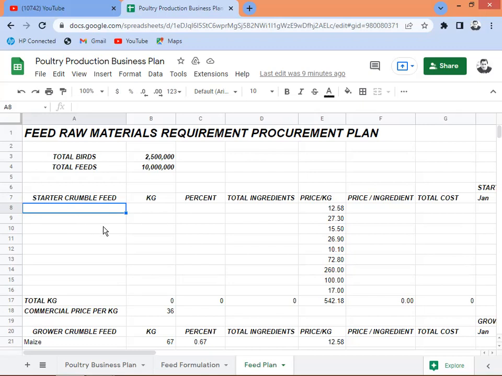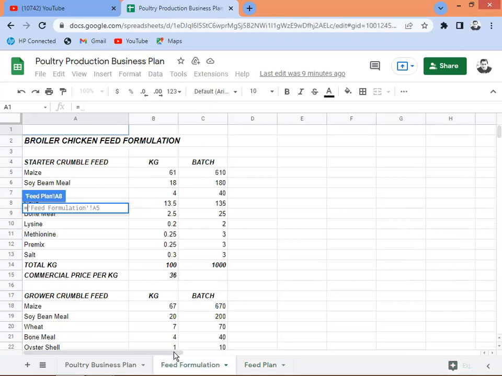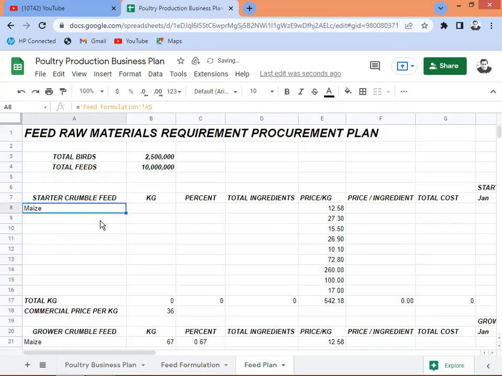Okay, so this is the template that we're gonna use. So we'll see what we're gonna come up with. Okay, let's start with the starter crumble feed. We're just gonna get all our ingredients from the feed formulation. We start with the starter crumble feed. Okay, the maize, and then just click it and enter. We got the maize, and we just pull this down in order for us to copy all the rest of the ingredients that we're gonna use.